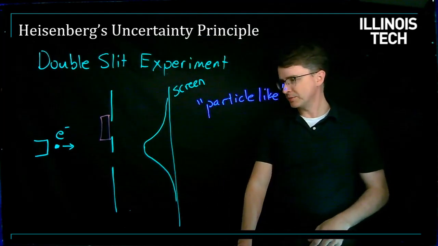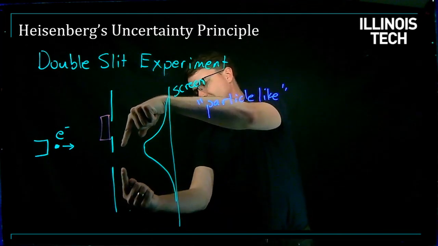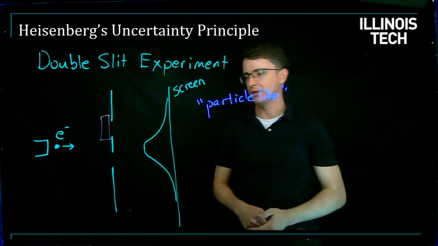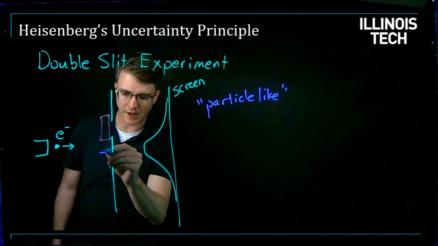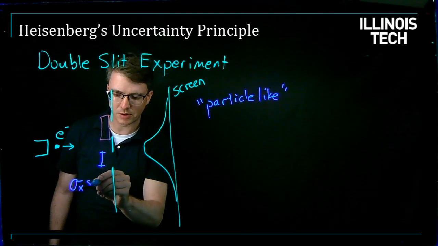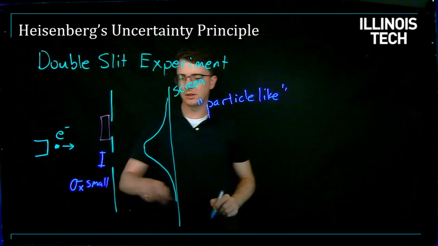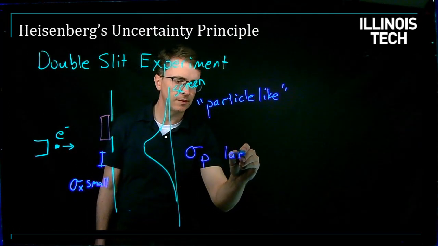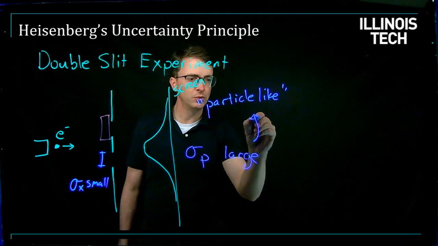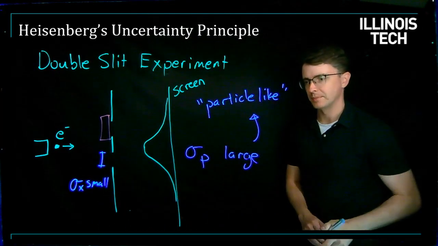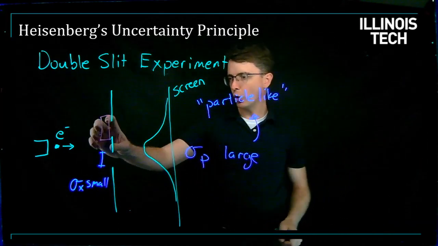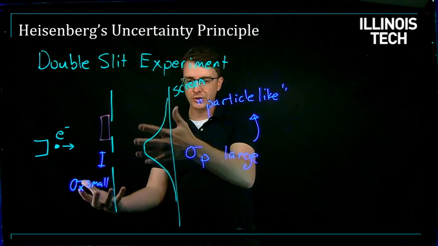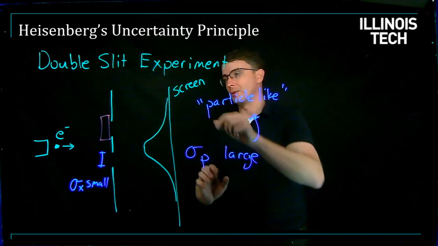How do I understand this in terms of the uncertainty principle? If I force the electron to go through this slit, I'm localizing it in this area. So I'm making sigma x small. It has to go through here. Sigma x is small. If sigma x is small, that means sigma p will be big, which means I lose the wave-like behavior. It becomes more particle-like. If I open this, now the electron can pass through both slits. Sigma x becomes larger, sigma p will be smaller, and I get the wave behavior back.